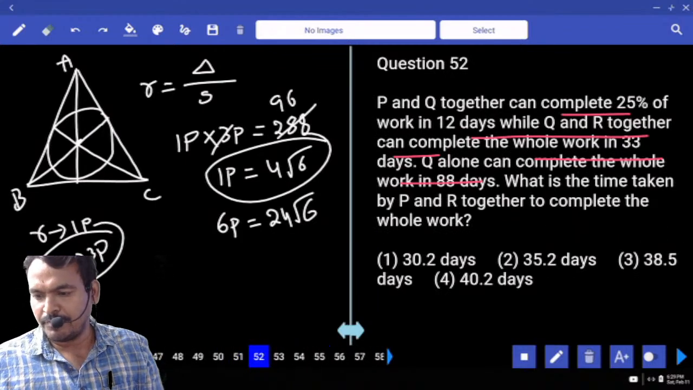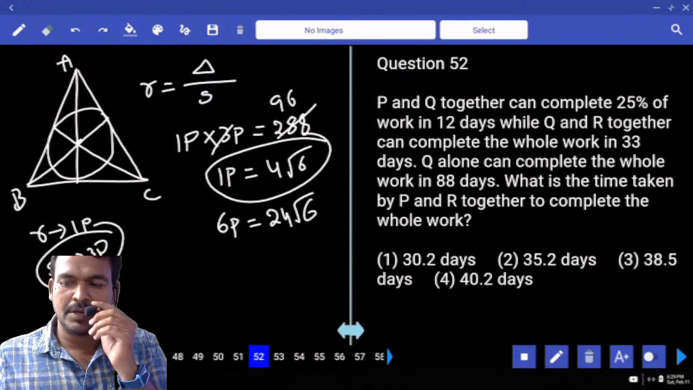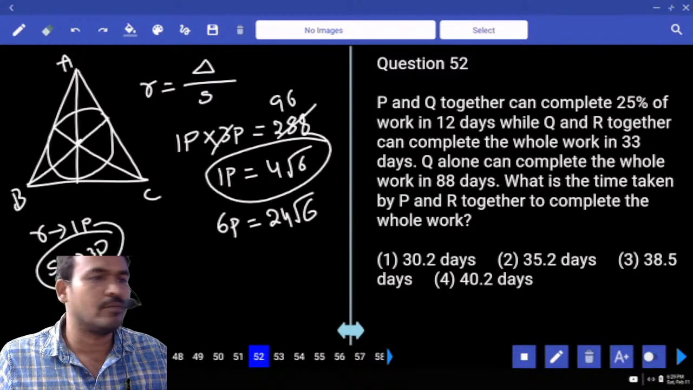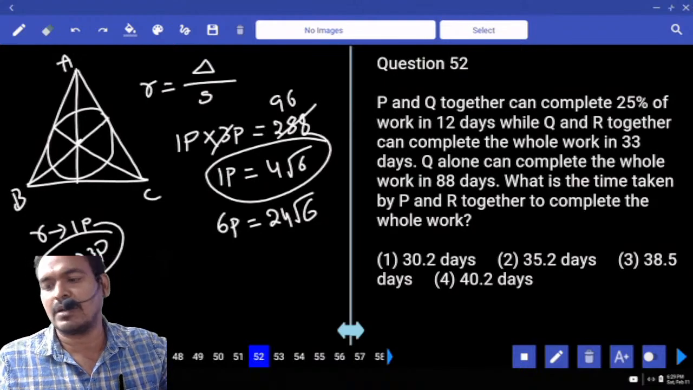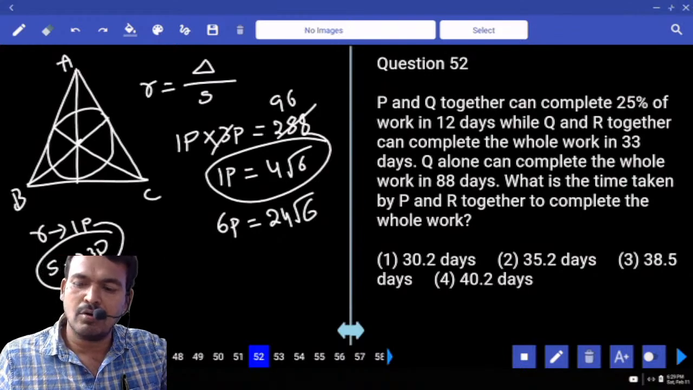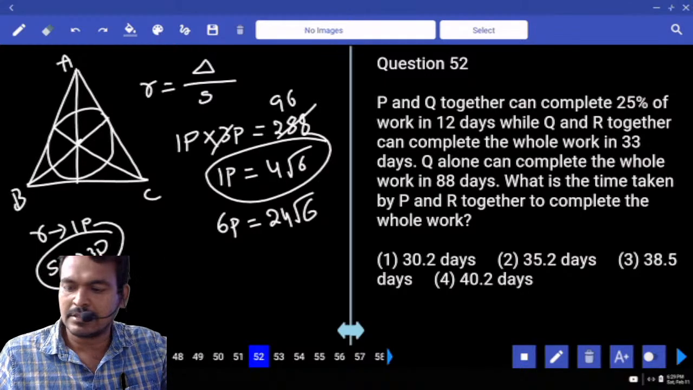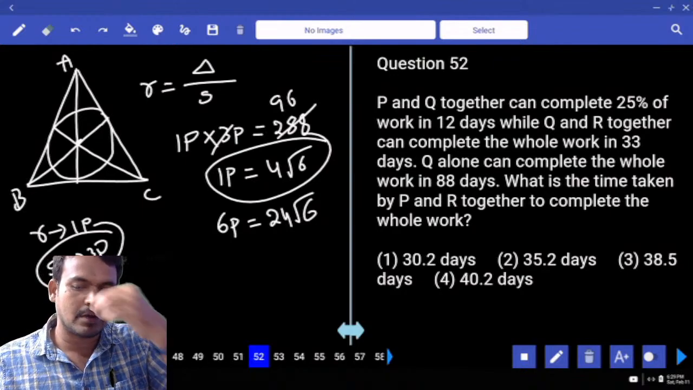Next, question number 52. P and Q together can complete 25% of the work in 12 days, while Q and R together can complete the whole work in 33 days. Q alone can complete the whole work in 88 days. What is the time taken by P and R together to complete the whole work?